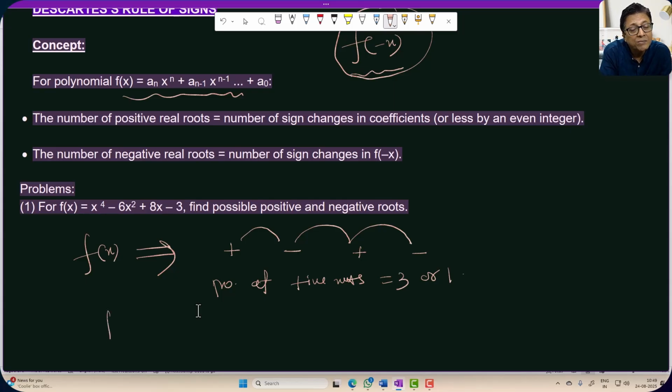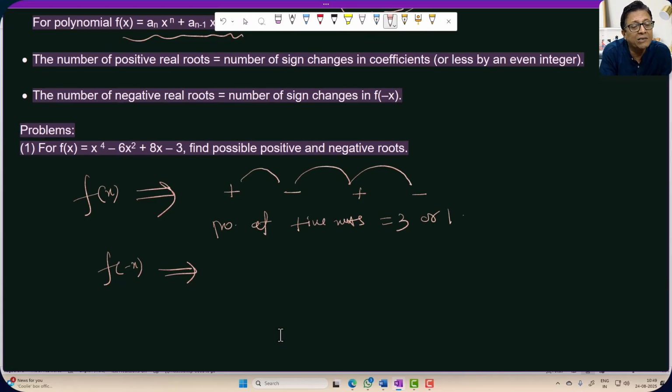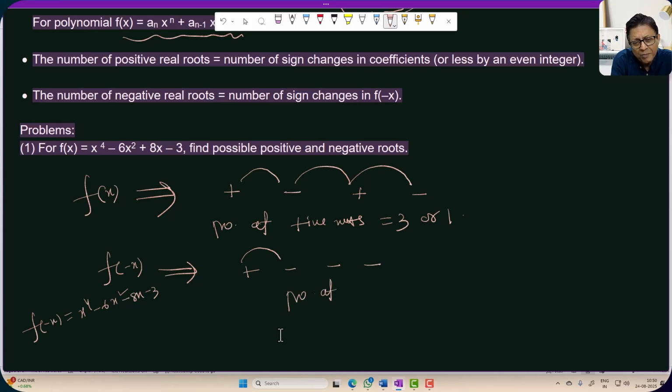positive roots is equal to 3 or 1. What about negative roots? For f of minus x, consider its sign changes. You first write f of minus x. f of minus x is what? Minus x to the power 4, x^4, same thing, and this is minus 8x minus 3. So how many sign changes will there be? This is plus, minus, minus, minus. So how many sign changes are there? Just one. So the number of negative roots will be 1. You cannot reduce.